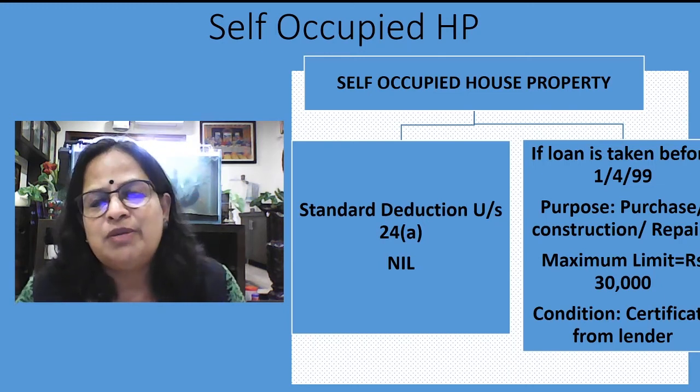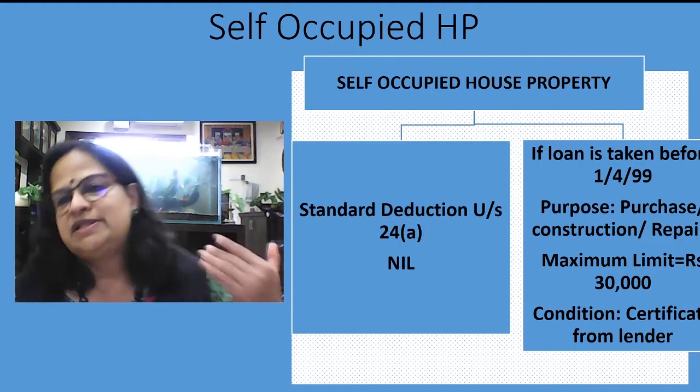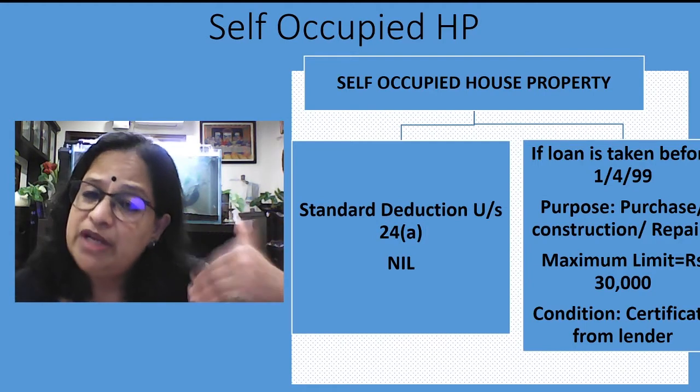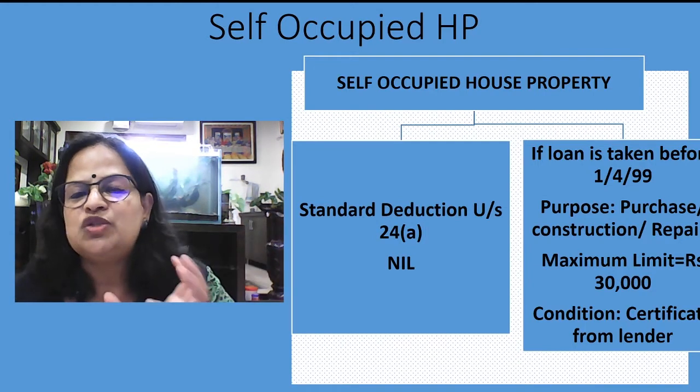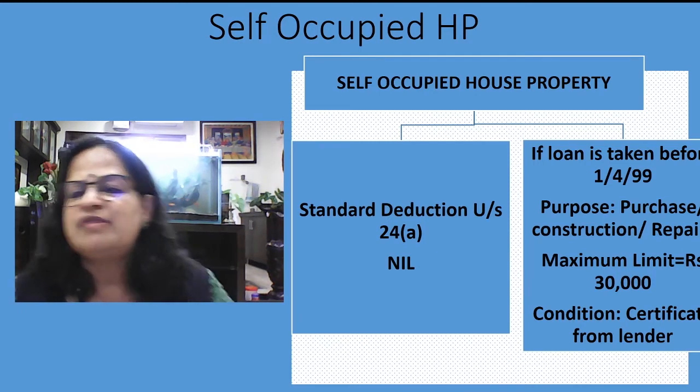Now we are talking about 2020. So many years, 31 years. So if they have taken a very old loan, then the maximum limit is only 30,000. Now what is the condition? Condition is a certificate from the lender.